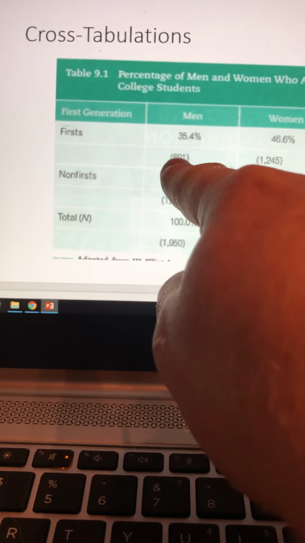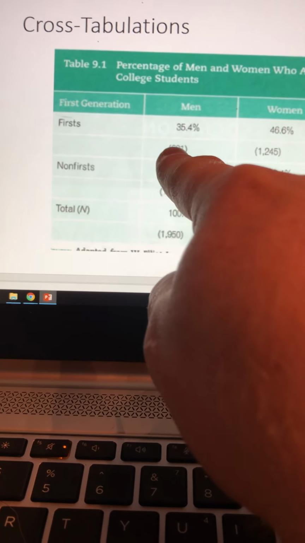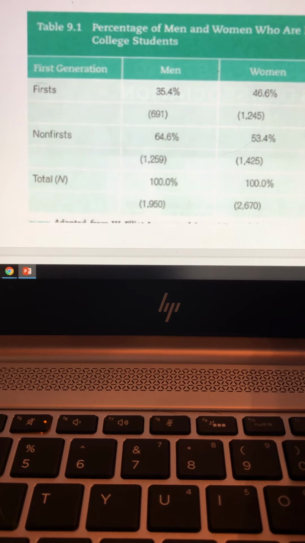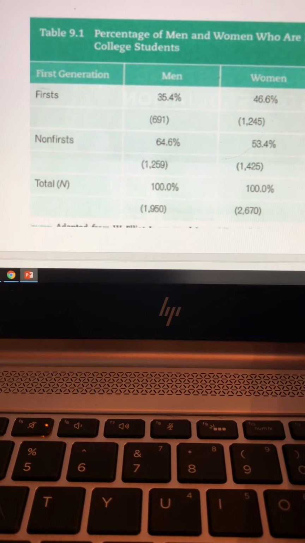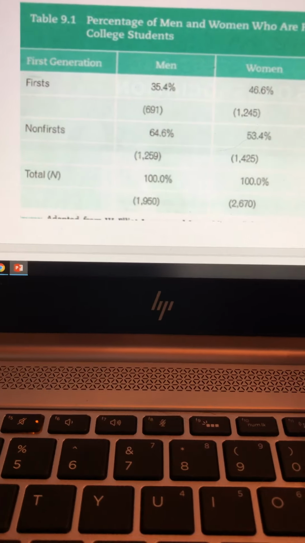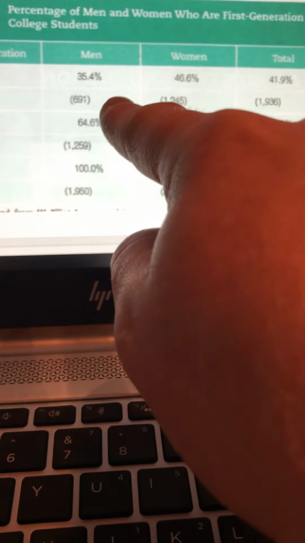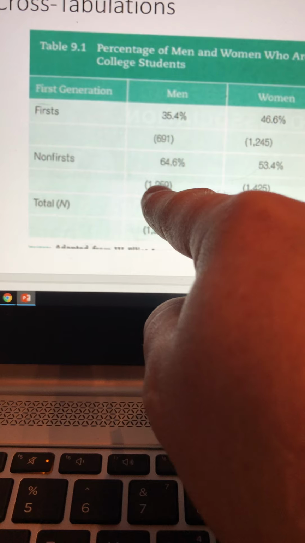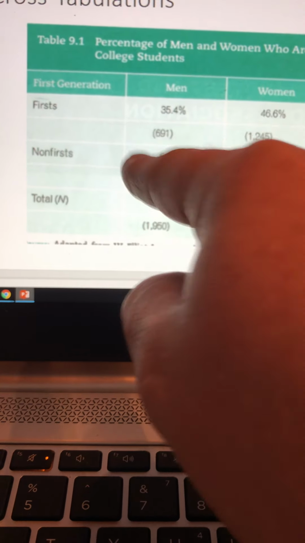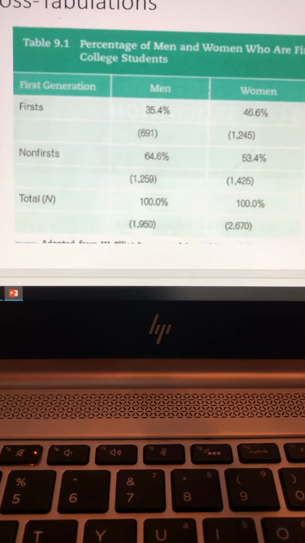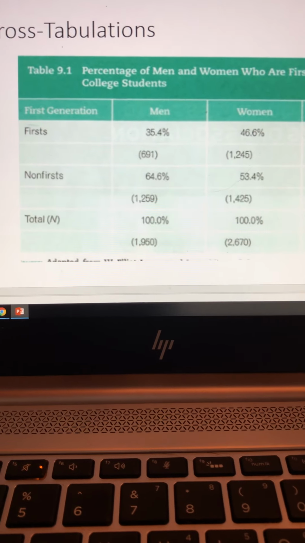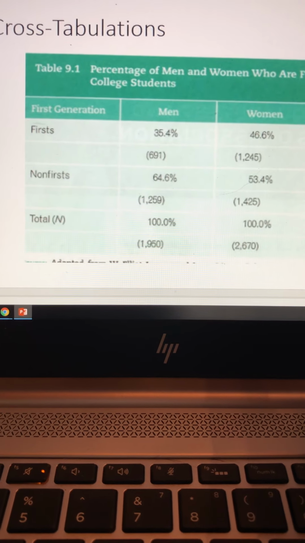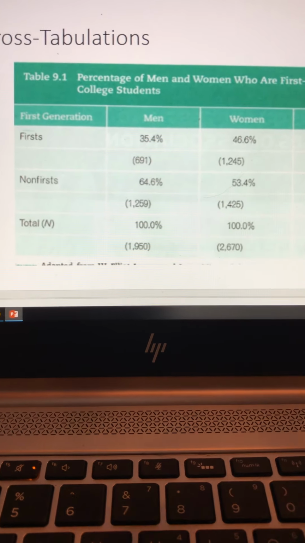So if you look here, the cells are what's obvious. Here's the total sample, 4,620. Of those 4,620 people, 691 of them are men first generation, 1,259 are men non-first. So the cells are the actual counts, whereas the marginals are the sums of the rows and the columns.